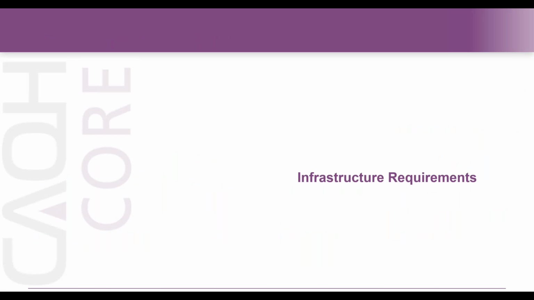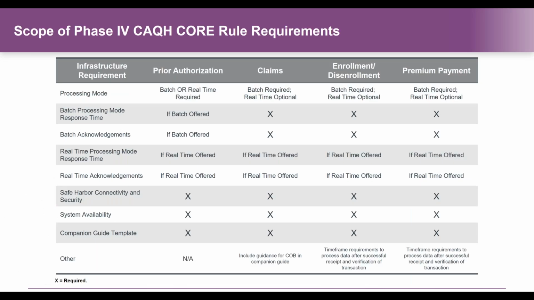What's unique about Phase 4 is that we focus the rules on infrastructure requirements. Infrastructure requirements, you're asking yourself, what specifically are those? As opposed to data content, infrastructure focuses on how you conduct that HIPAA transaction. What are the roles and responsibilities of the trading partners as they move that data from point A to point B?